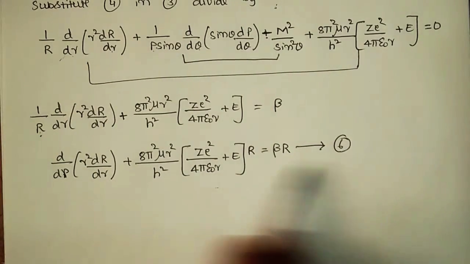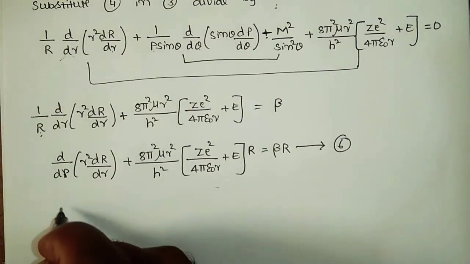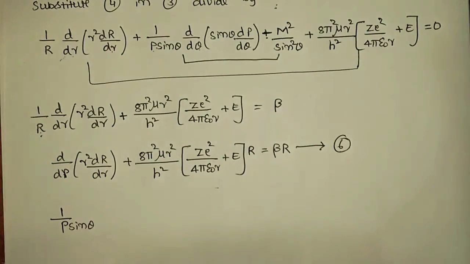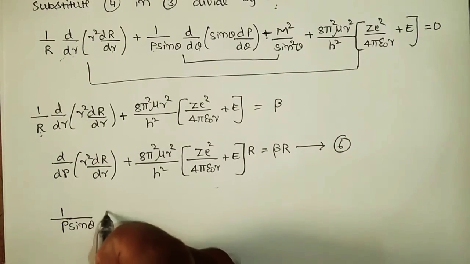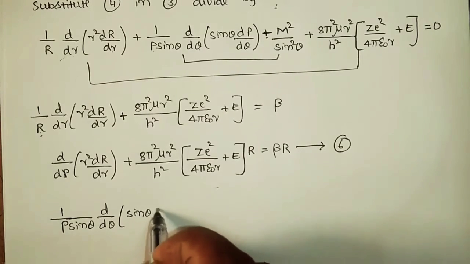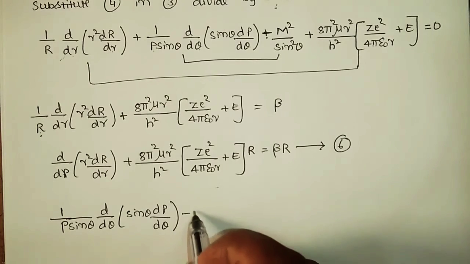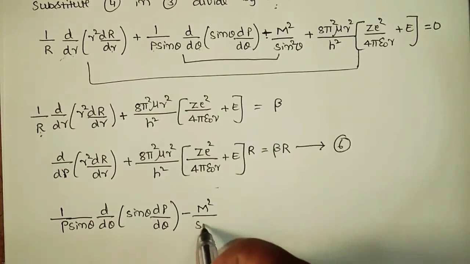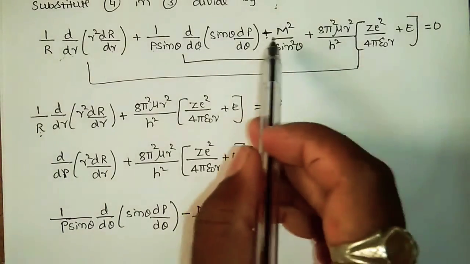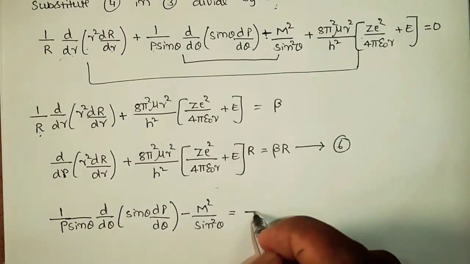So yes, this is the radial term we got separated, and the theta term, that is 1 by P sine theta into d by d theta of sine theta dP by d theta minus m square by sine square theta, that's equals to a constant. Here the constant term is positive, so when it comes to the right hand side it will be minus.